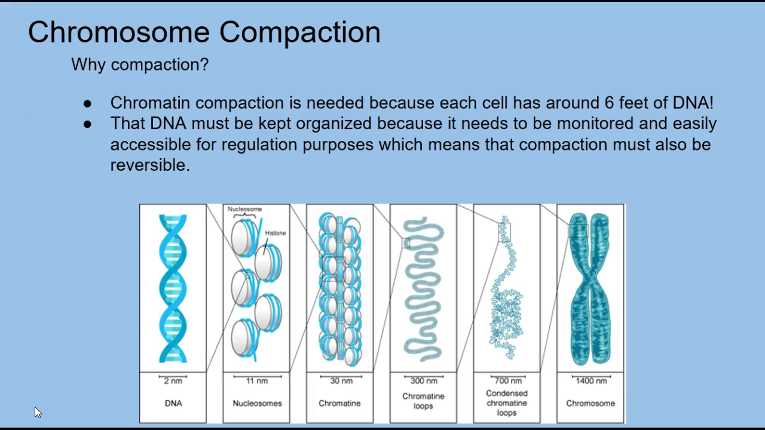The photo I have just shows the process of the condensation of chromosomes. We're going to go into more detail further on in the report, but it shows how compaction starts, with DNA as a double helix molecule, and it just evolves as DNA keeps compacting further and further into the regular chromosomes that we all know.